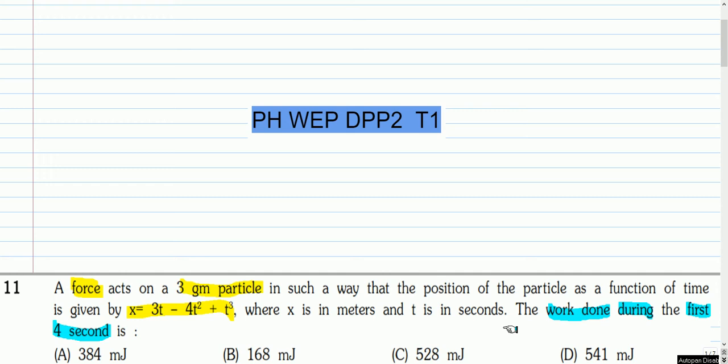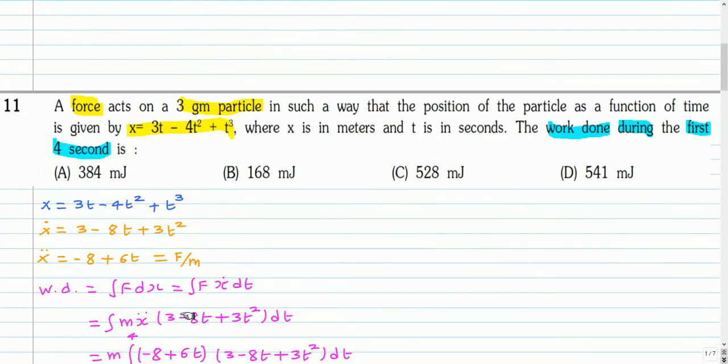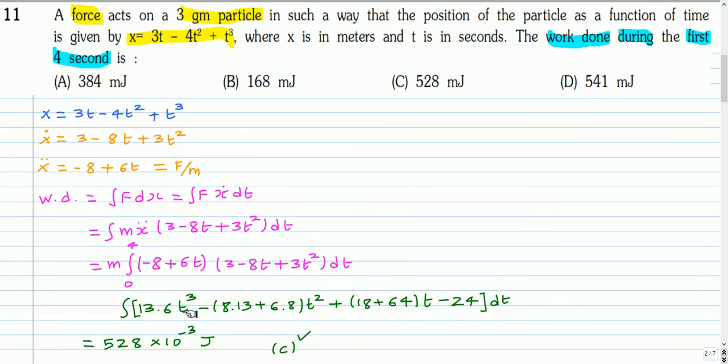The work done during the first 4 seconds is, you can pause the video and attempt this question. So x is given as 3t minus 4t square plus t cube. If we differentiate this expression, we get x dot, which is the velocity. And if we differentiate again, we get the acceleration x double dot as minus 8 plus 6t. And this acceleration is equal to force by mass by Newton's second law.